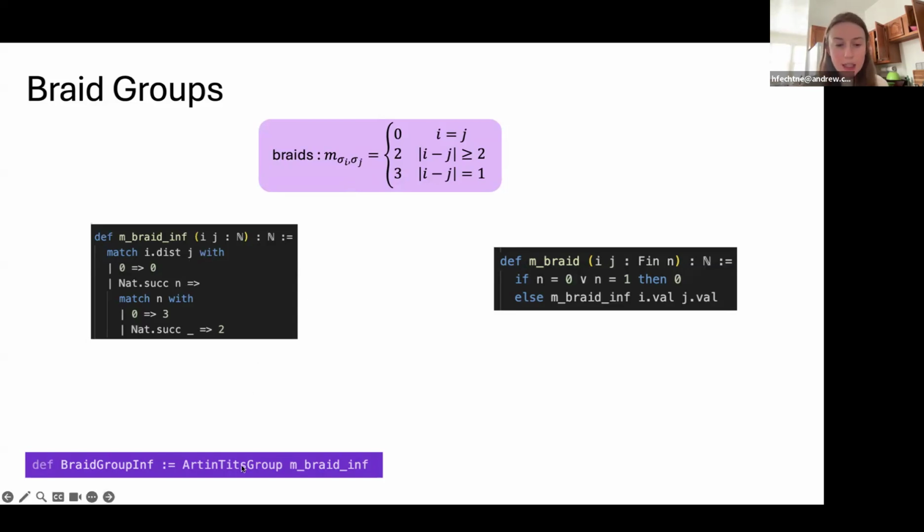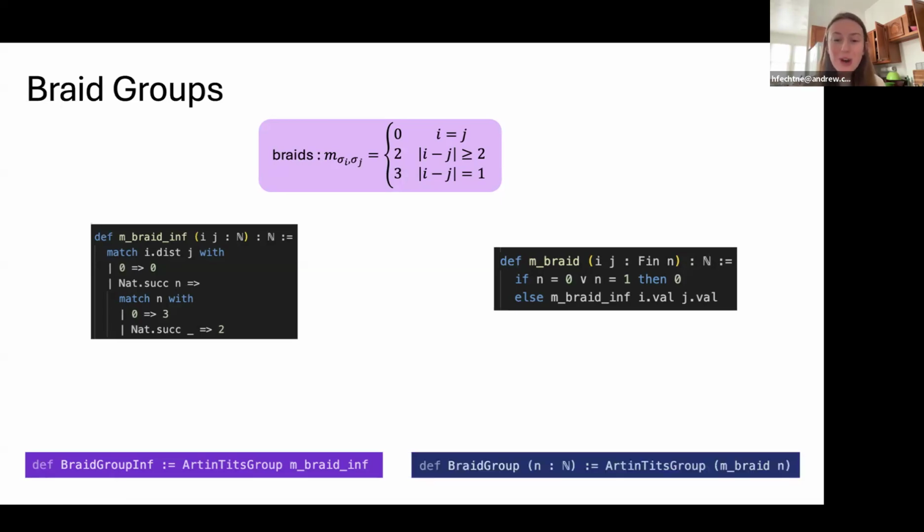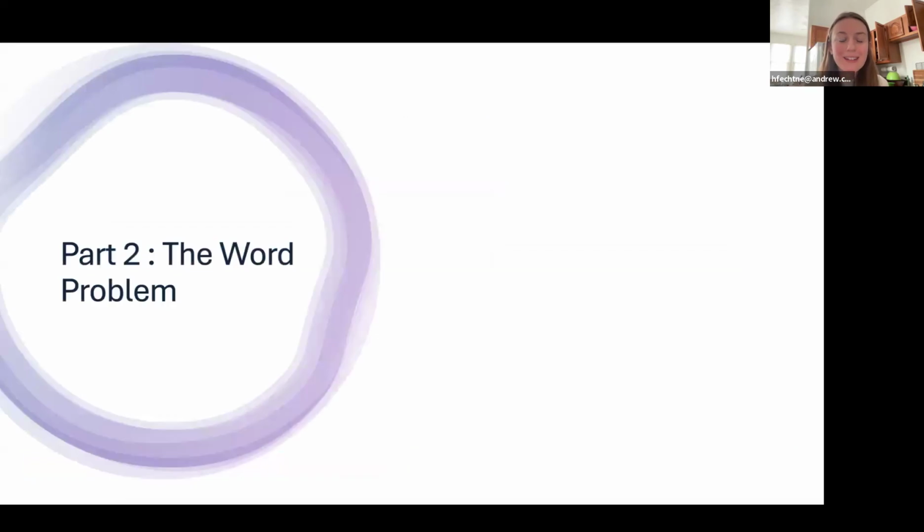And so then we can plug that into the Artin-Tits group. The nice thing, if you look on the right side, is that for the finite case, I'm able to define it in terms of the infinite case, because reasoning with Fin n is always a mess with hypotheses. So throughout the project, whenever I needed to prove something about a finite braid group, I was generally able to prove it for the infinite group and show a restriction, which has been really nice. Okay, so part 1 complete.